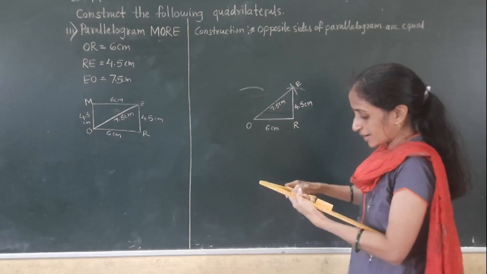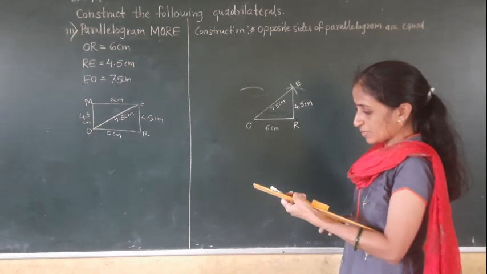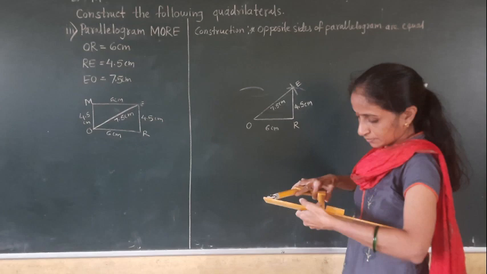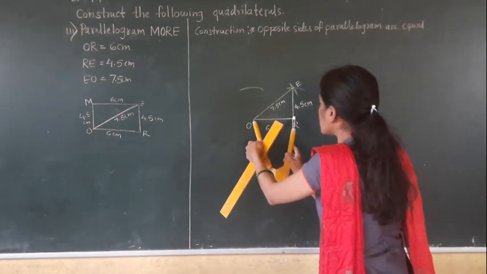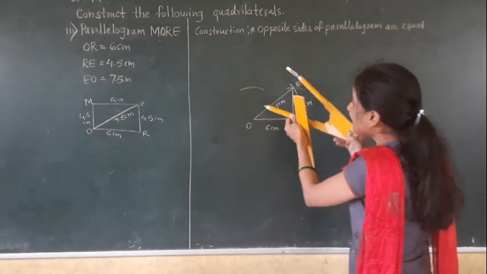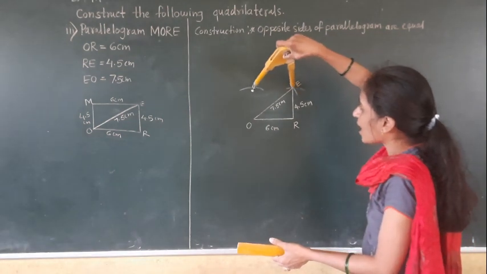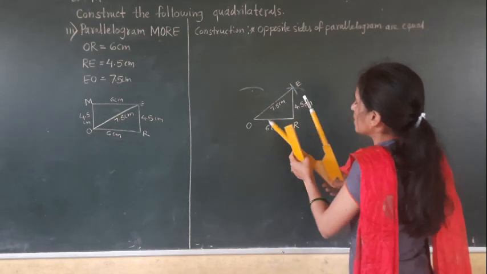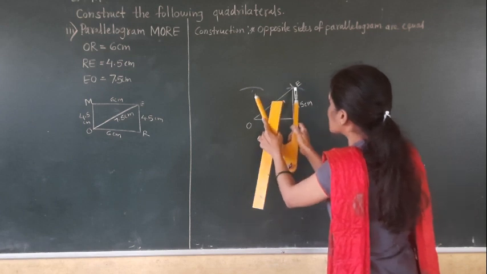Take 6 cm radius in your compass and draw an arc. You can take it this way also. Now, with E as the center and 6 cm radius, draw an arc cutting this arc. See, this measurement is equal to this measurement.